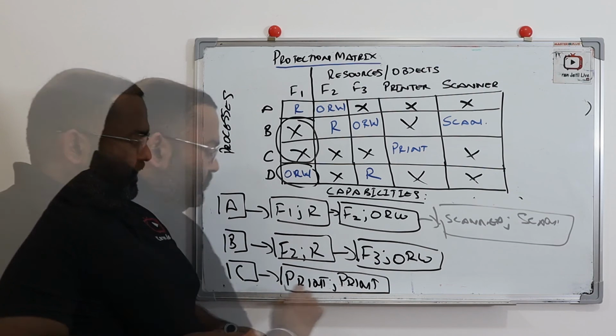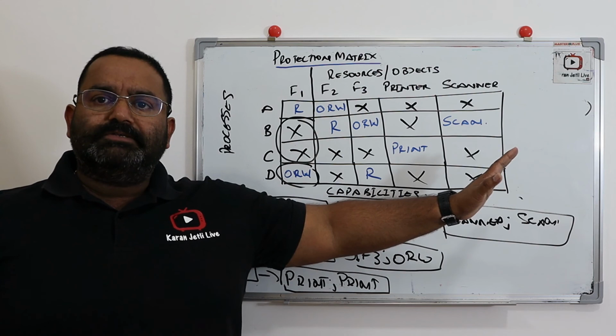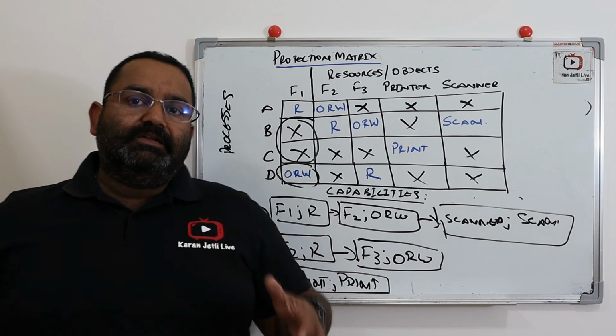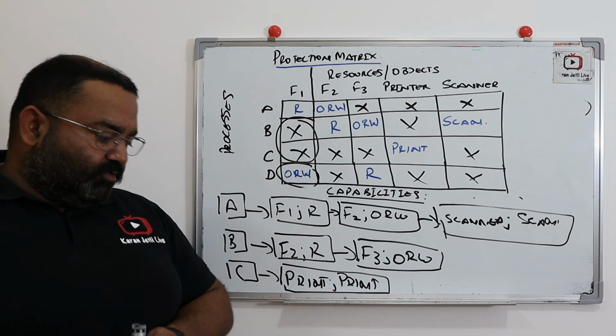And what do we call it? We call it capabilities. So what is capabilities? Capabilities is the implementation of the protection matrix in the form of a linked list, and we implement it row wise. So when you implement the protection matrix in a linked list row wise, it becomes a capability. And if you implement it column wise, it becomes an ACL, or we call it an access control list. So guys, I hope I made myself clear.